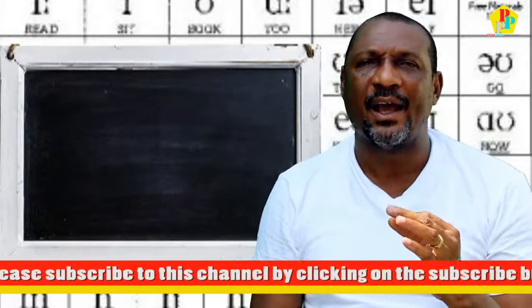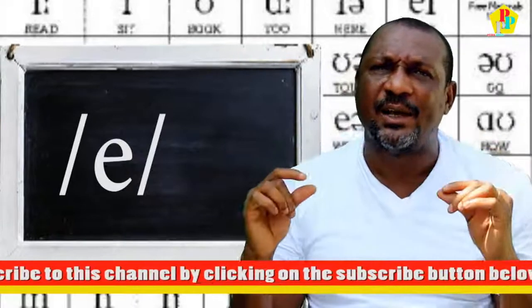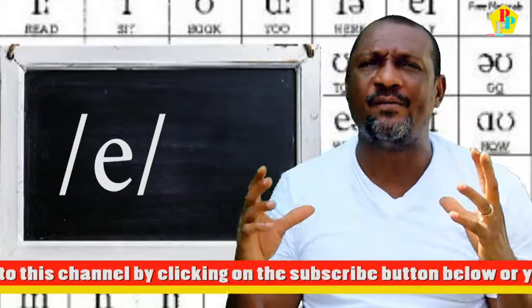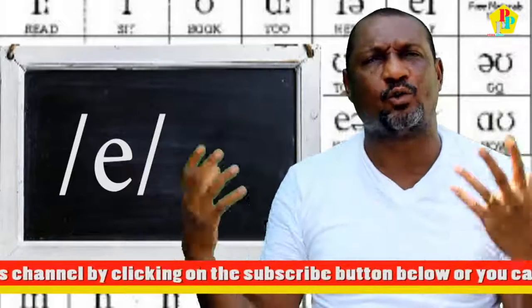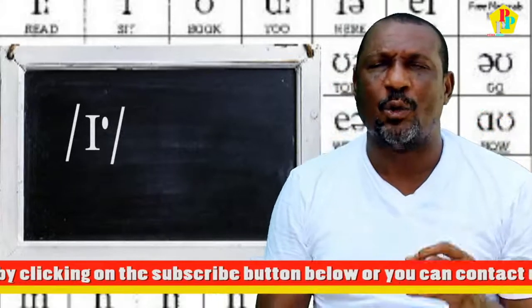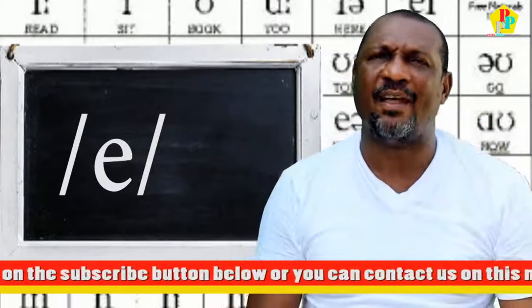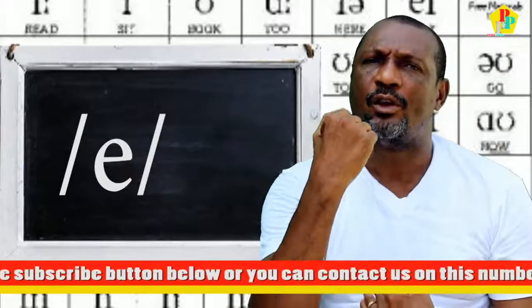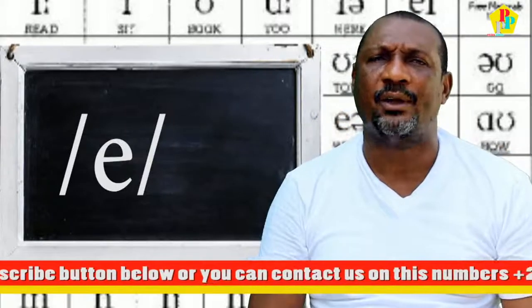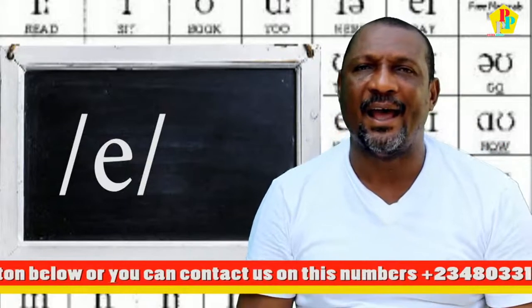In the sound eh, you notice that the mouth, the lips, is a lot more open than in the previous sounds we did, the E and the I. So in the sound eh, the mouth is a lot more open and the sound comes from the frontal part of the mouth. Eh, eh, eh.